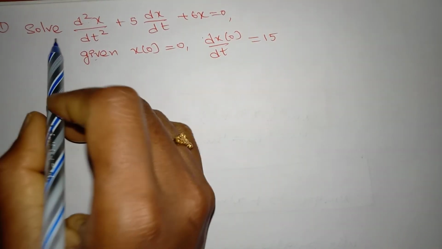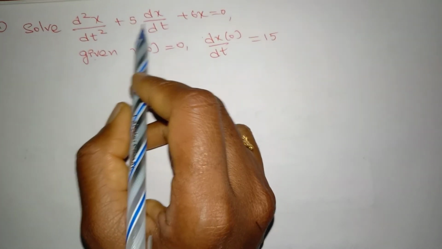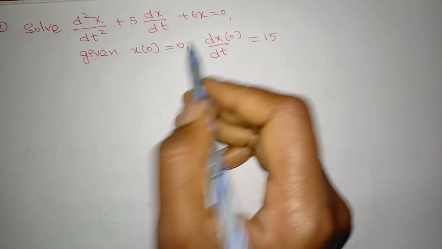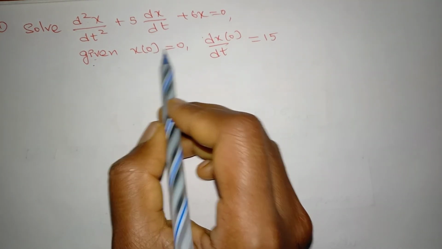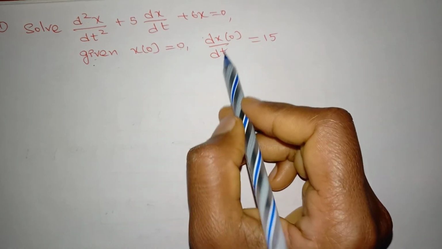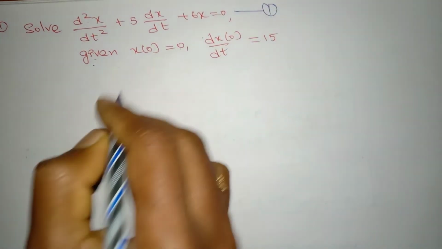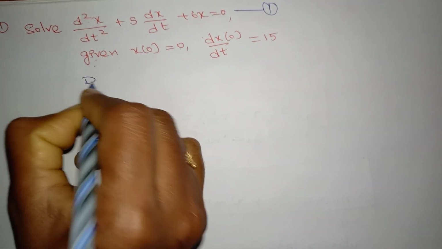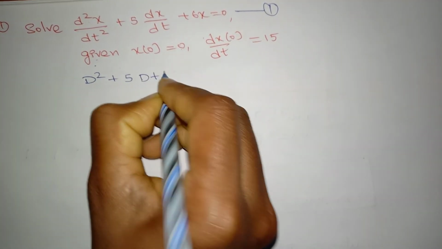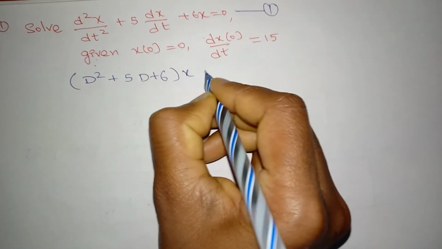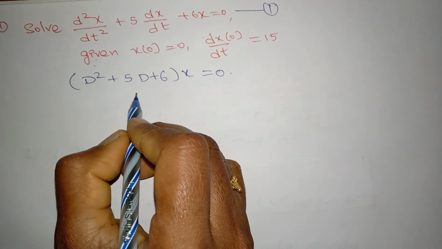First problem, solve d square x by dt square plus 5 dx by dt plus 6x equals 0, given the boundary conditions x of 0 equals 0 and dx by dt at 0 equals 15. Now rewrite this differential equation as D square plus 5D plus 6 into x equals 0. Now find the roots for this equation.